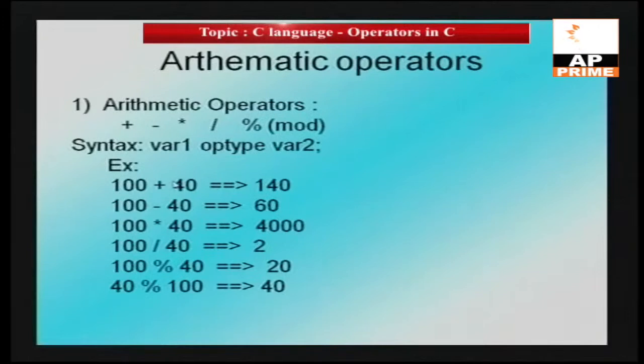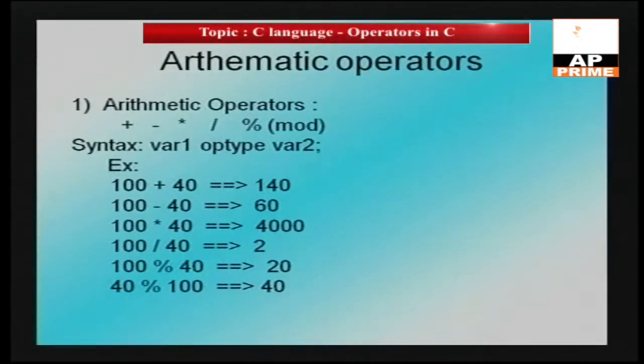These are the arithmetic operators under the C programming language: plus, minus, into, divided by, percentage, totally 5 types of operators. Now see what one more category of operator you have. Which are the arithmetic operators? Plus, minus, into, divided by, and percentage. Percentage is called modulus, used for the remainder.